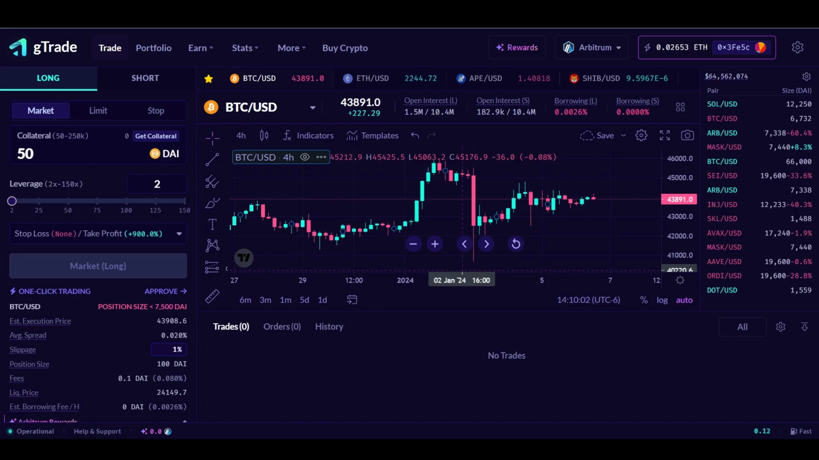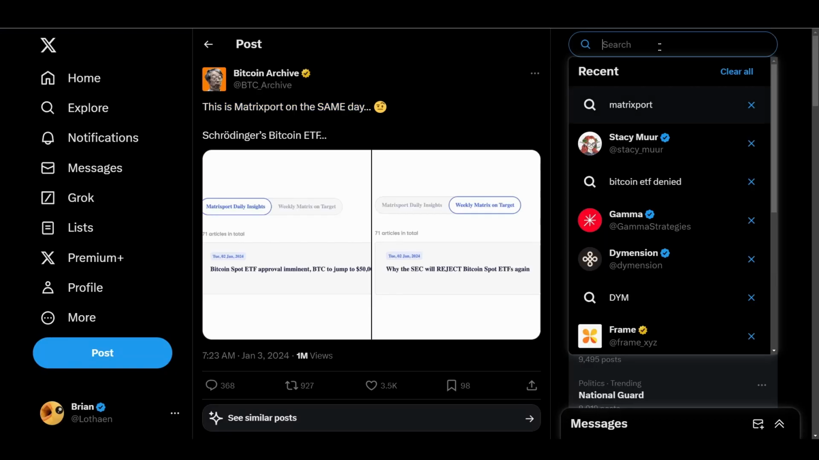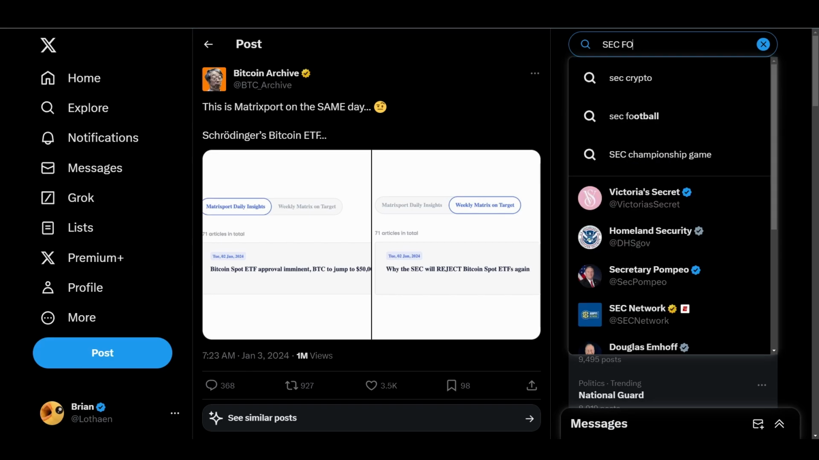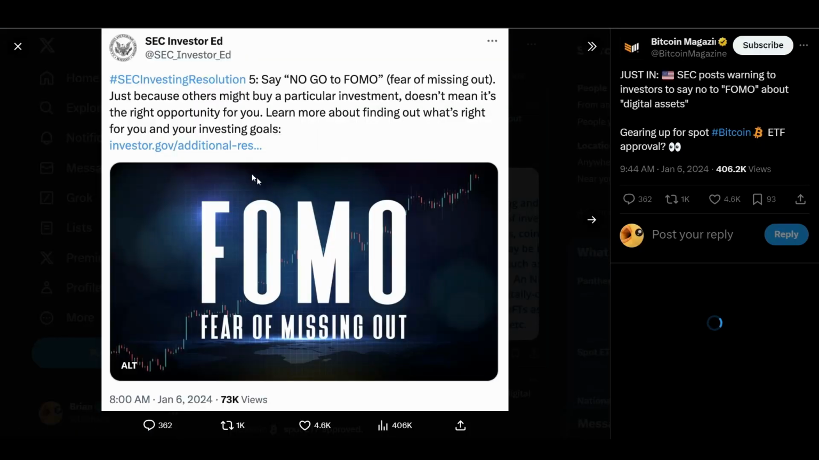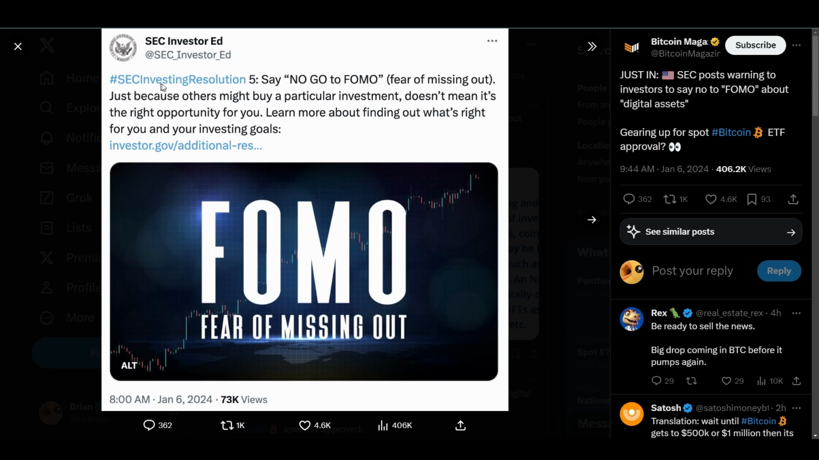That sounds a bit suspicious as well. If they're tweeting "Don't get FOMO," there's probably some ulterior motive. We might be able to find it. Let's see, because why would they care? Yes, here it is. SEC Investor Education: say no to FOMO.